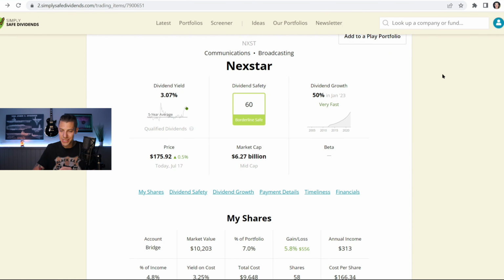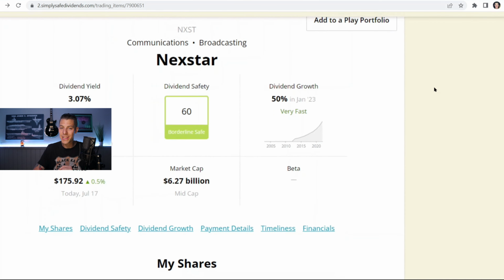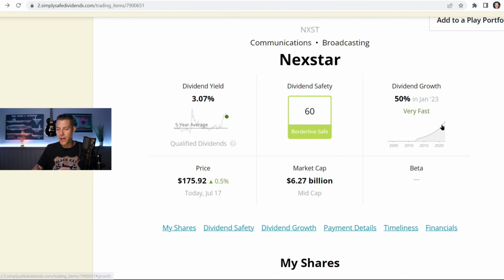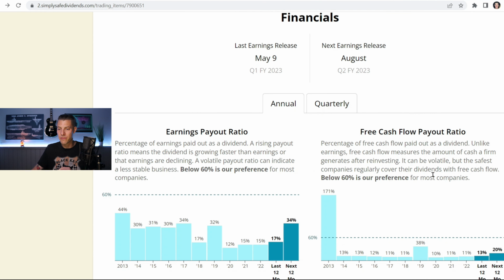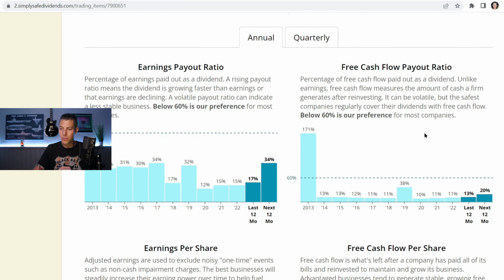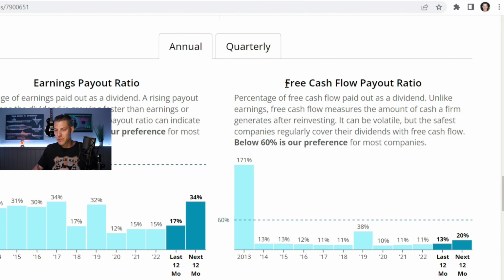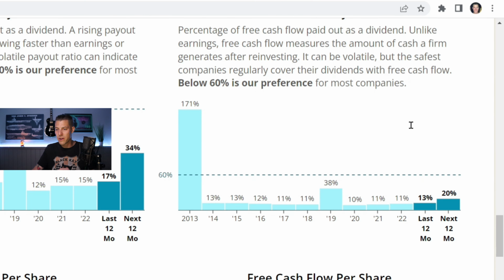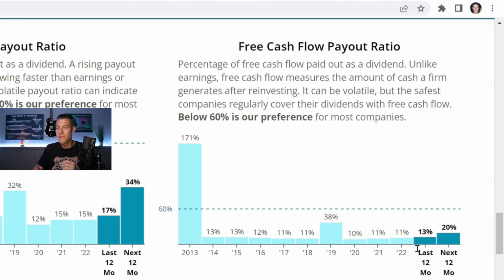If we go to Simply Safe Dividends, a site like this is nice because they will have a lot of this already done for you. What did we say it was? 12.77% free cash flow payout ratio. And there we go, 13% for the last 12 months. They rounded up to 13%. So we see that is a very low number.